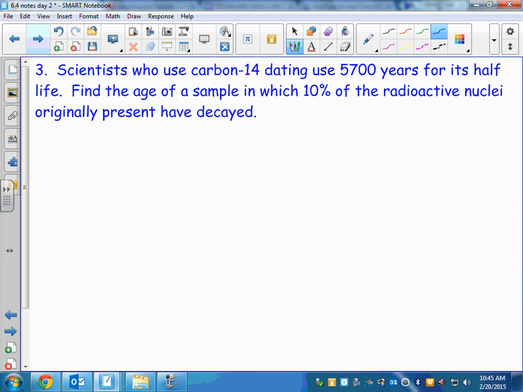Anyway, on a test, I'll tell you the half-life. Like, I won't expect that you just memorize the half-life of carbon-14. So I'll tell you which one to use, so that way we would all be using the same numbers. But we're going to use 5,700 on this, or we can use 5,730 if we want. I don't care. It says find the age of a sample in which 10% of the radioactive nuclei originally present have decayed.